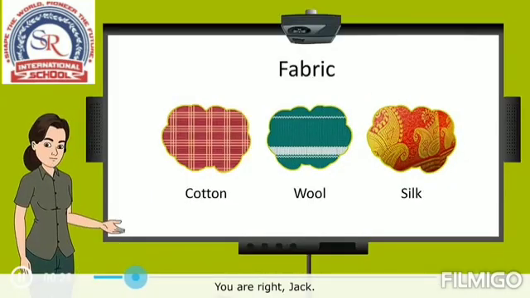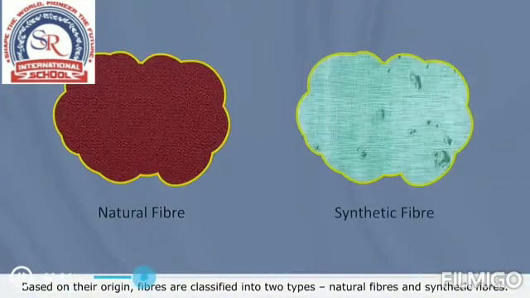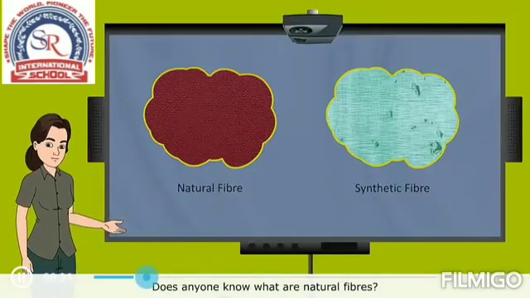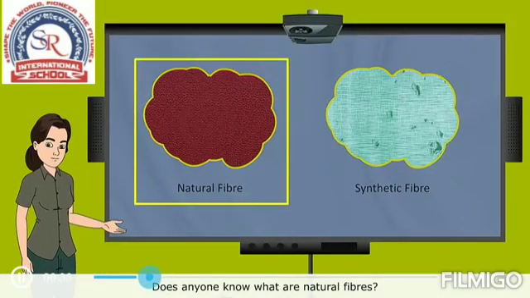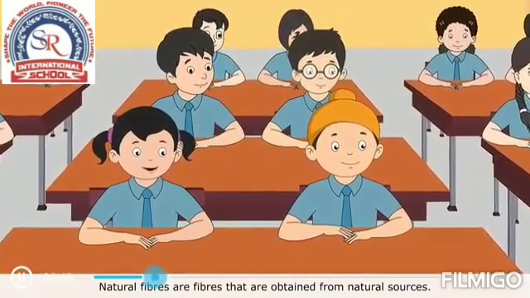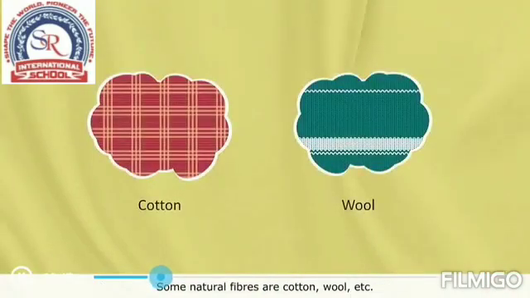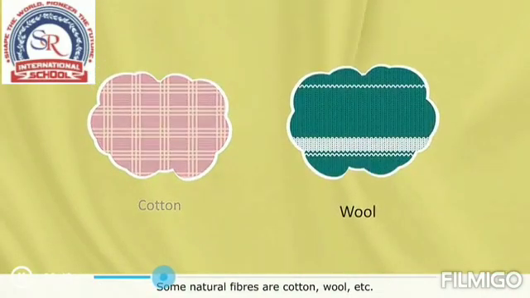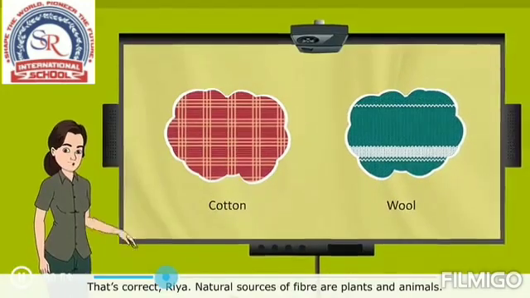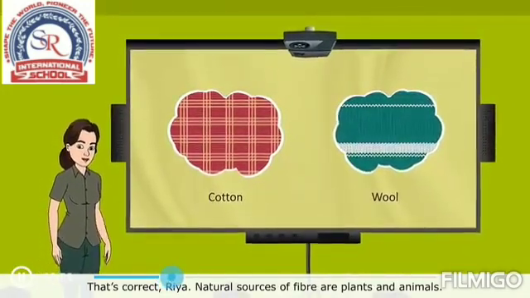You are right, Jack. Based on their origin, fibers are classified into two types: natural fibers and synthetic fibers. Does anyone know what natural fibers are? Natural fibers are fibers that are obtained from natural sources. Some natural fibers are cotton, wool, etc. That's correct, Ria. Natural sources of fiber are plants and animals.